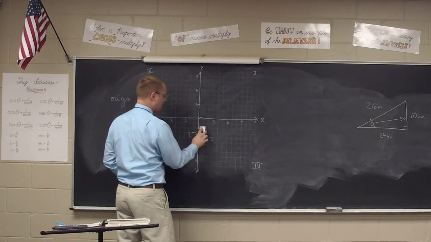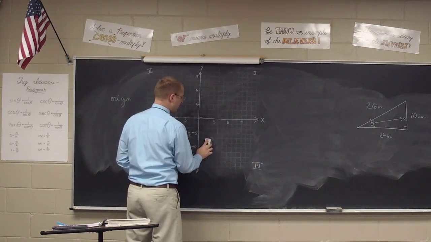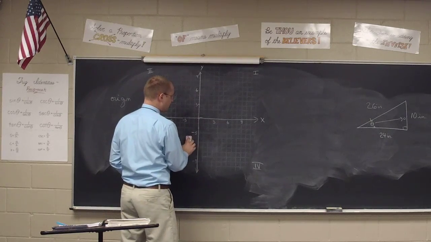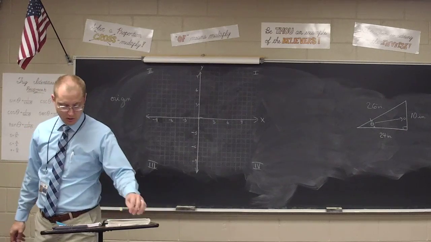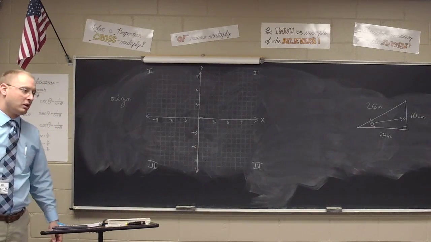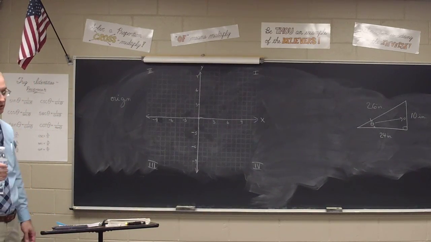So either set up a new graph grid or be prepared to switch to another writing utensil so these points don't blend in with your homework from earlier. So when you're graphing this, the dot goes on the lines, right?